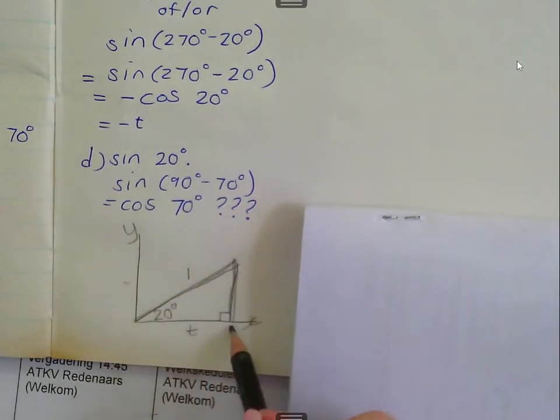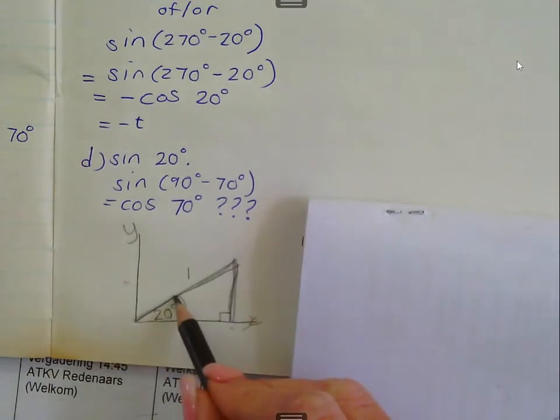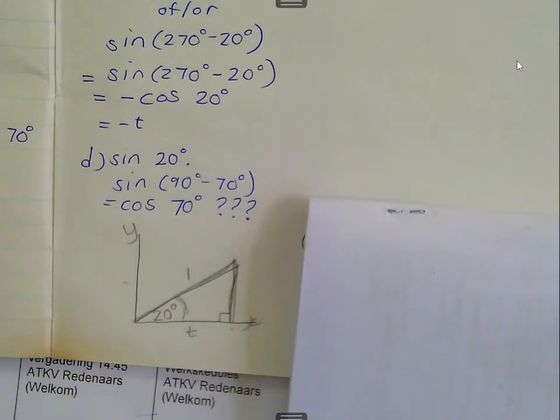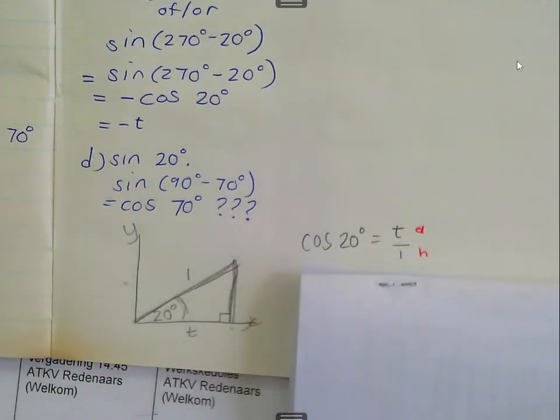It must have a 90-degree angle. The angle that I'm working with is always the one closest to the origin. Okay? I said that cos is t over 1. That means the adjacent side is t and the hypotenuse is 1. Do you all understand up to there? Because the explosion is about to come. Okay.